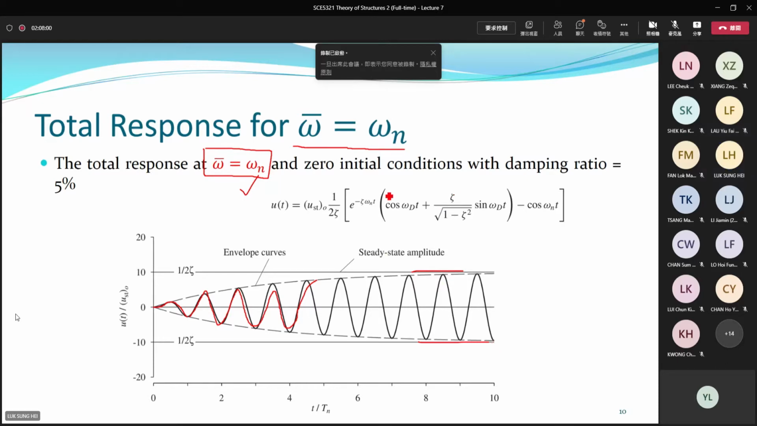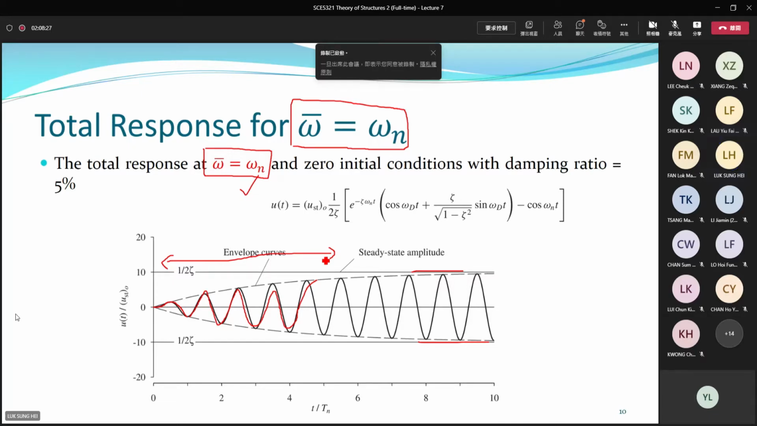Resonance: when loading frequency equals natural frequency, we call this resonance, a very special phenomenon. The structural response becomes very, very large. The displacement of the building becomes very, very large if the loading frequency equals the natural frequency. But this picture just wants to let you know that it takes some time for the displacement to evolve. The displacement will not suddenly jump to very, very large.